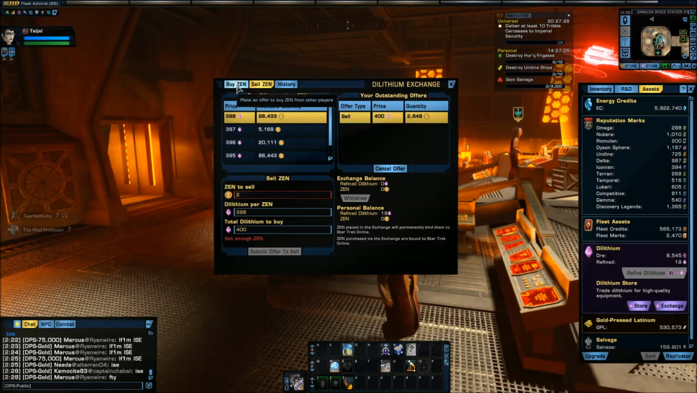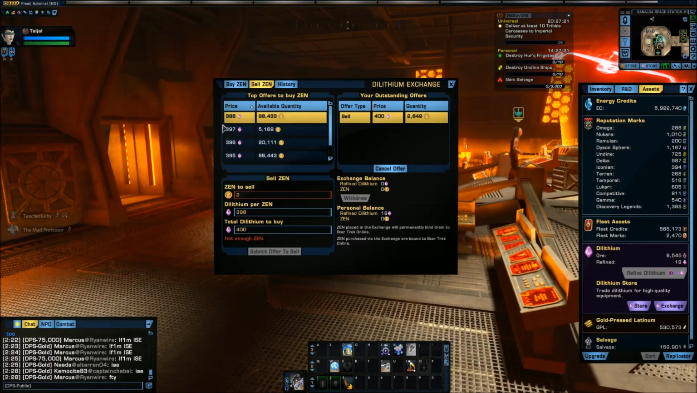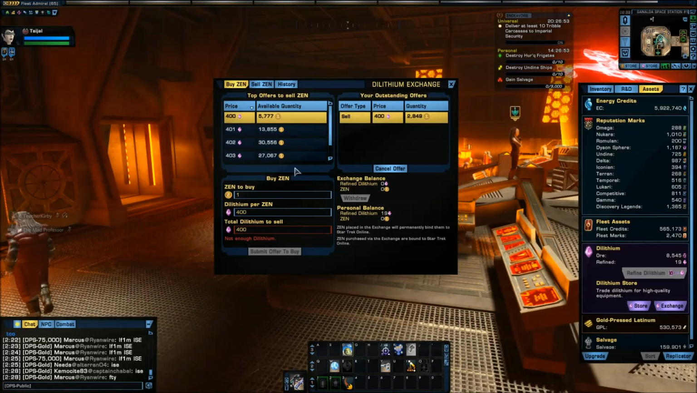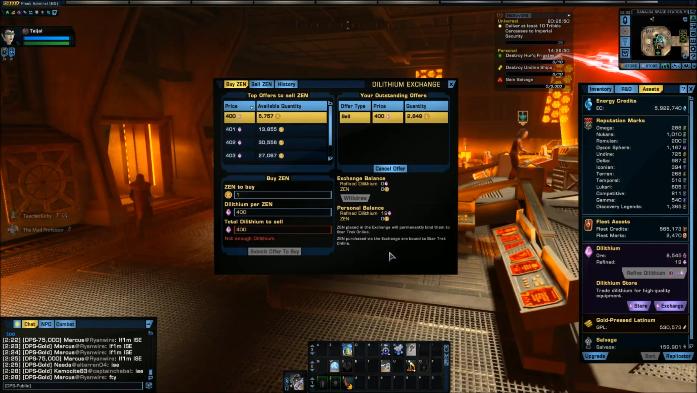So again, buy low. When you have dilithium, you buy at the lower price. Sell your Zen at the higher price, which is always going to be on the buy side. So, and basically that's it. Buy low, buy at whatever price is on the sell Zen side, the lower price. Sell your Zen at the higher price, whatever's on the buy side. As long as you can keep doing that, you're going to keep making Zen.